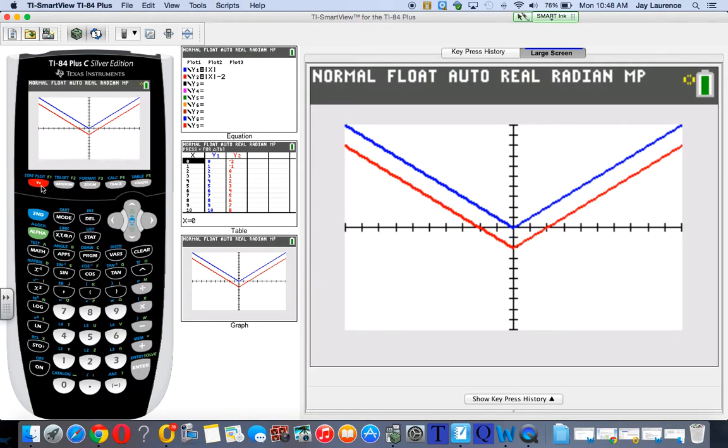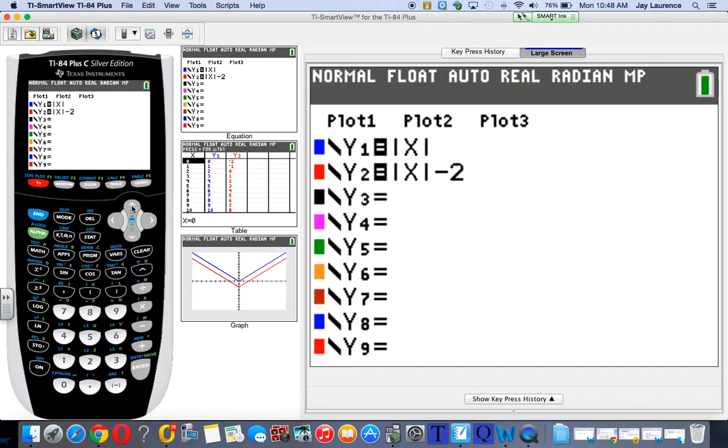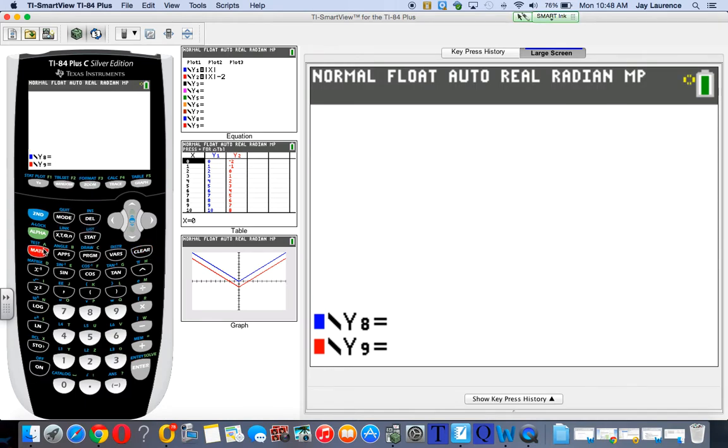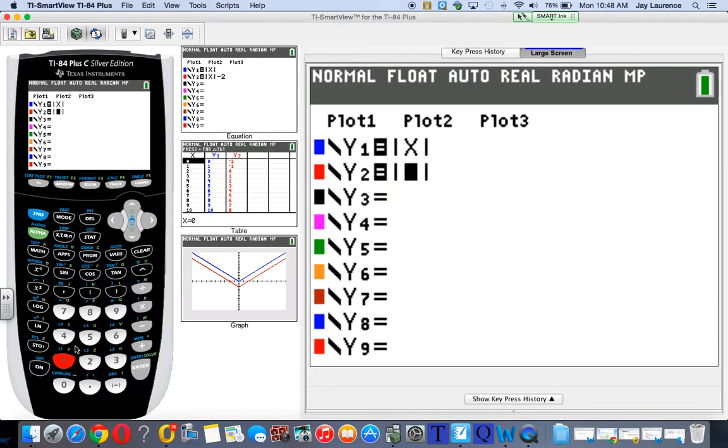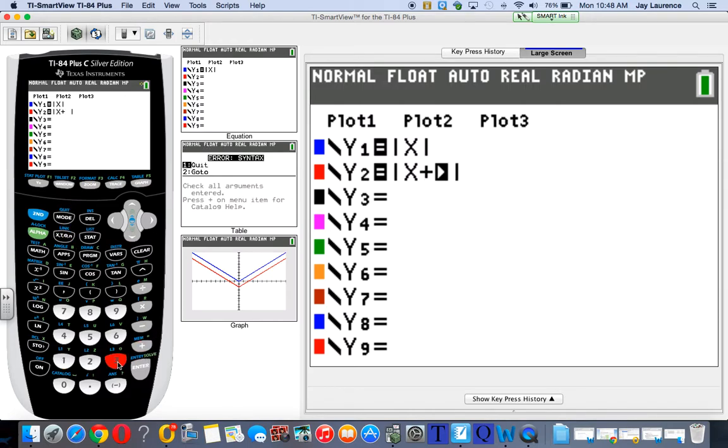All right, let's go ahead. I'm going to get rid of that one temporarily. And let's see what happens if I add something inside the absolute value. So math, number 1, there's the absolute value. I need to put x in, and let's add 3 to it. Okay, now before we hit graph, let's make a prediction of what's going to happen.